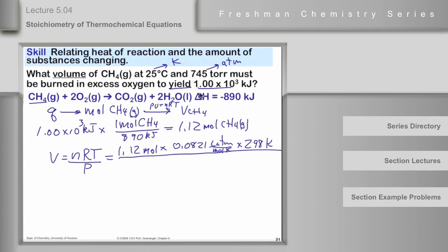And 745 torr is 0.980 atmospheres. And so once the arithmetic dust has cleared, I ended up with 2.81 liters of CH4 gas as the amount we'd have to use in the combustion to make a megajoule of heat.